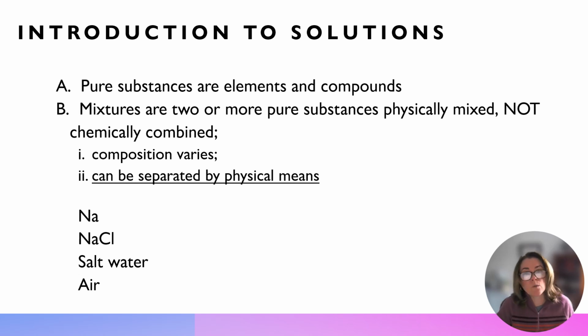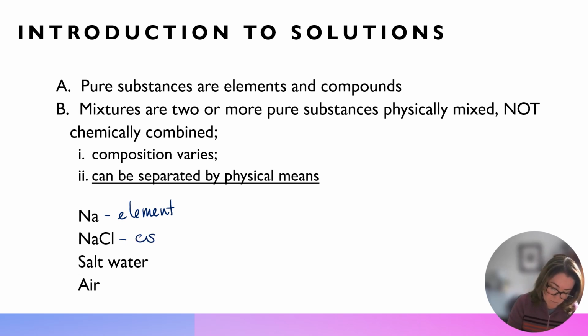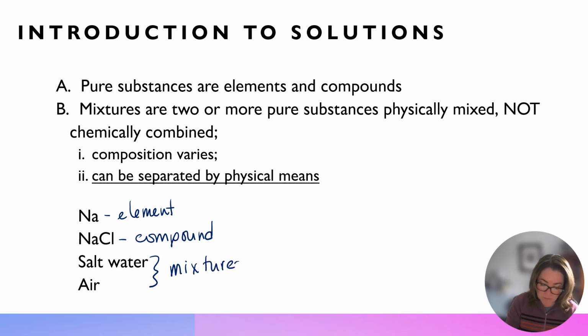So the first two substances I have here, sodium, this is an element. NaCl, we've talked a lot about ionic compounds. This is an example of an ionic compound. This is actually a compound, right? I've got sodium chemically bonded to chloride. And then these last two, salt water and air, these are both mixtures. And we'll talk about what types of mixtures these are in the next slide.